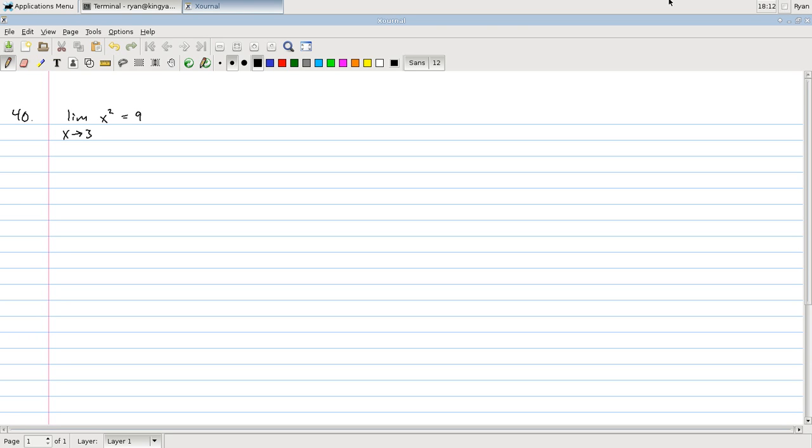Problem 40. Prove that the limit as x goes to 3 of x squared equals 9. To prove, we have to use the definition of limit, and recall that that says that the limit as x goes to c of f of x equals L means that given any positive number epsilon, we can find a positive number delta so that if x is within delta of c, then f of x is within epsilon of L.